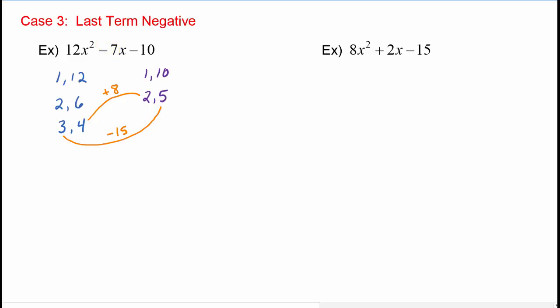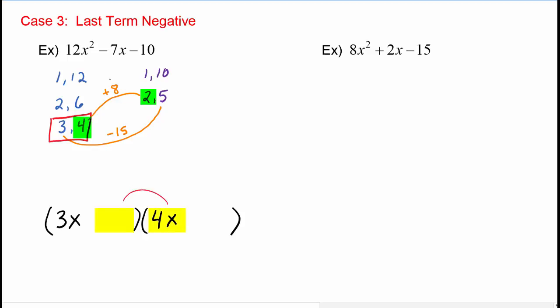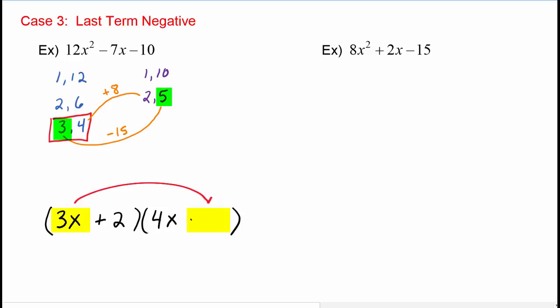Now we're ready to make our factors. We know that the 3 and the 4 are going to give us the coefficients of the x terms in our factors. So we'll have a 3x in the first factor and a 4x in the second factor. And now we connect them to their product pairs. The 4 is connected to the 2, and we need it to be positive 8, so we're putting a positive 2 here. The 3 is in a product pair with the 5, and we need that product to be negative 15, so we're going to have to put negative 5 here.